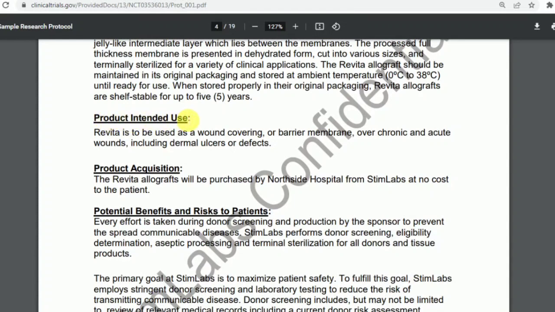Here, product intended use. So for who is eligible to use this product: Revita is to be used as a wound covering or barrier membrane over chronic and acute wounds, including dermal ulcers or defects. Product acquisition. The Revita allografts will be purchased by Northside Hospital and STEAM labs at no cost to the patient. So here the guidance is given that as the trial is conducted at this site, it will be purchased by that hospital or authority at no cost to the patient, and it will be provided to the patient free.